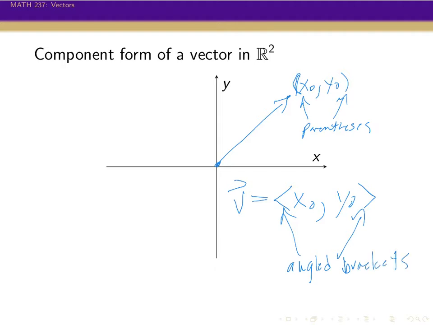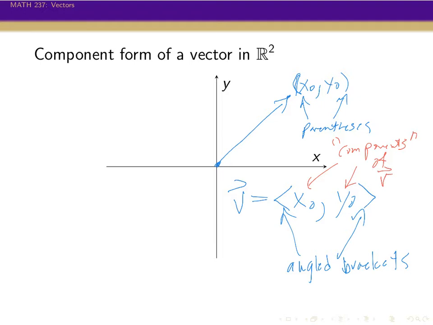Okay. And so what this vector v equaling ⟨x naught, y naught⟩ means is that when I have the vector in standard position, then its terminal point is at x naught, y naught. And so this x naught and the y naught, since I'm not talking about a point, I'm talking about a vector, these parts are called the components of v.